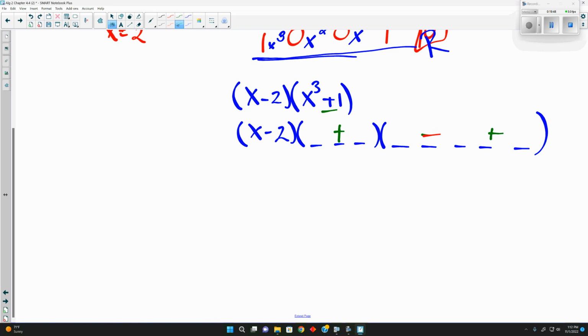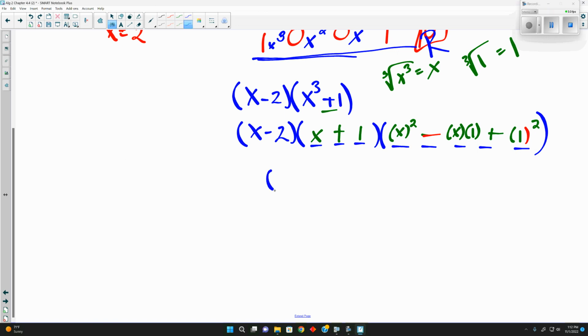Now we take the cube roots. The cube root of x to the third is going to give us x. And again, the cube root of 1 is still 1. So our first term, we'd have x. Here we would have x squared, x to the first, then x to the 0. Our second term in the first spot would be 1. Then we'd have 1 to the 0. In the middle, we'd have 1 to the first. And then we'd have 1 squared. So that leaves us with x minus 2 times x plus 1 times x squared minus x plus 1.